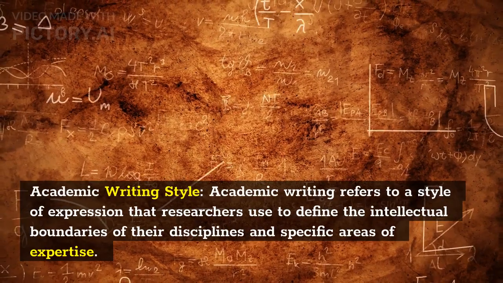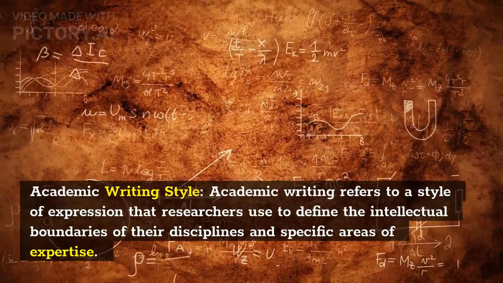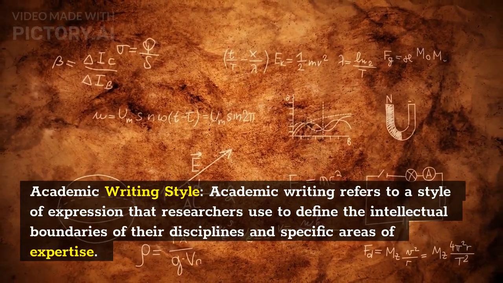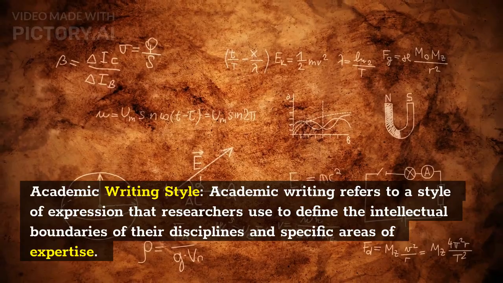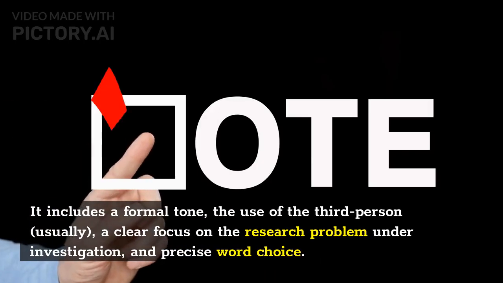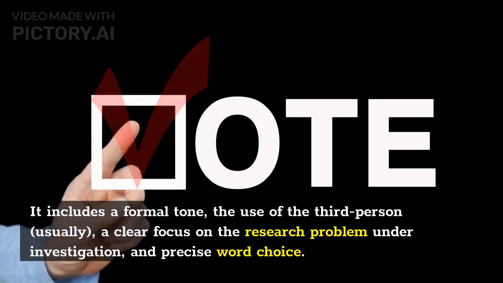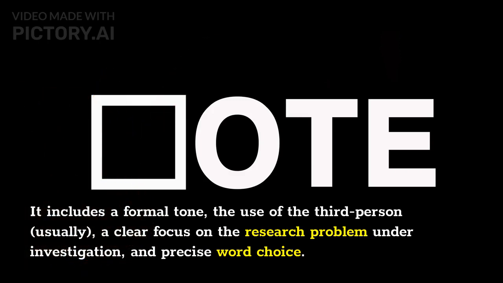Academic writing style. Academic writing refers to a style of expression that researchers use to define the intellectual boundaries of their disciplines and specific areas of expertise. It includes a formal tone, the use of the third person, usually, a clear focus on the research problem under investigation, and precise word choice.